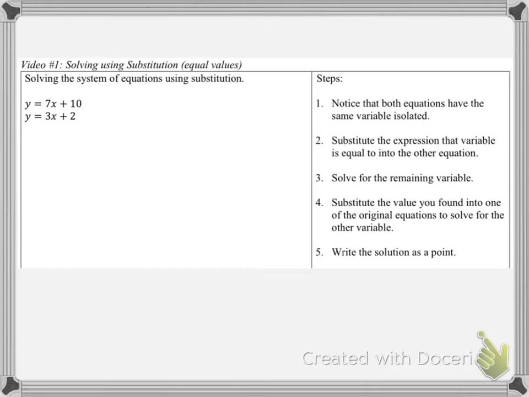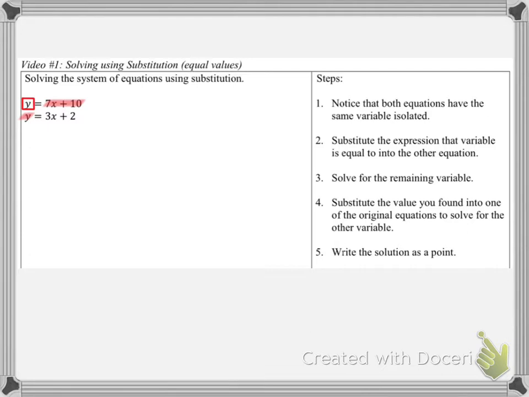Second step, you want to substitute the expression of one into the other. Okay, so here's the deal. We know that this first equation is identified as y equals 7x plus 10. So what I want to do is find the y in the other equation, and wherever I see that y, I am going to plug in 7x plus 10. So find the y in the other equation, and we're going to substitute in the highlighted, which is 7x plus 10.